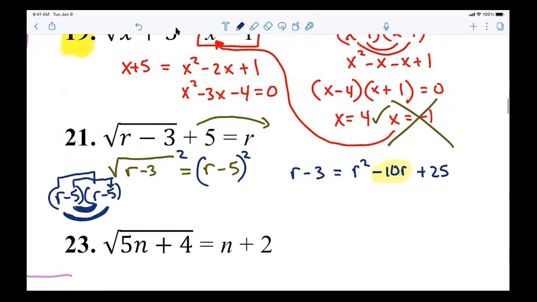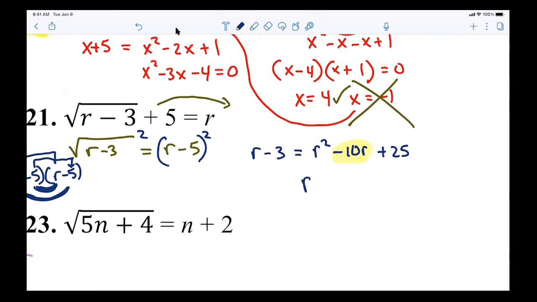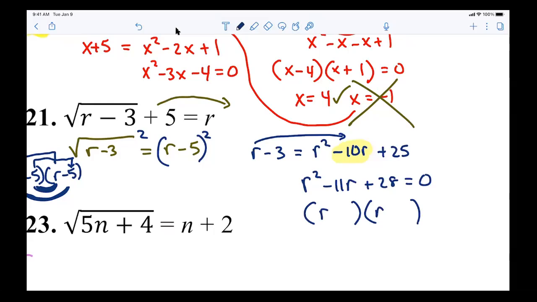All right. Now you want it equal to 0. So you have to move the r and the negative 3. So r squared, what would that be? Move this over here. Negative 11r. And then I have to add 3, plus 28. Everybody okay with that? And now we're doing what? Factoring. So what does it factor? That's correct. Good job. And so now we know r is either equal to 4 or 7.